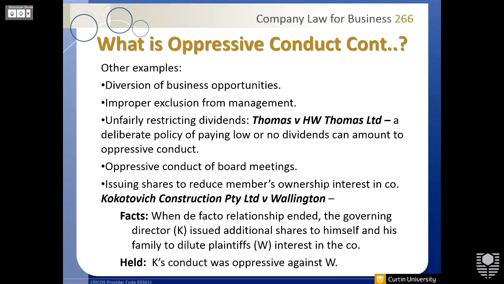Unfairly restricting dividends. This is a situation where the company is making lots of money. Instead of declaring a dividend, the directors have decided that they will get fat bonuses, and they've bought company cars and started driving them, and they're enjoying themselves. And here the members are not getting any dividends. So this would be unfairly restricting dividends.